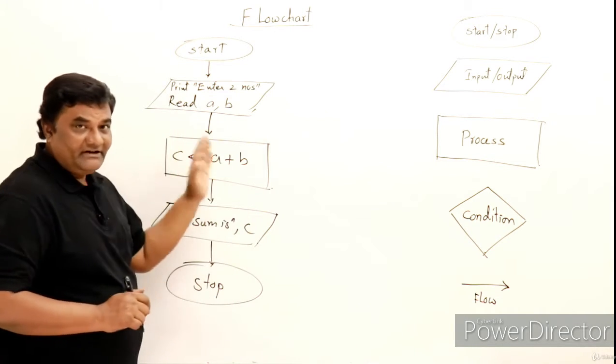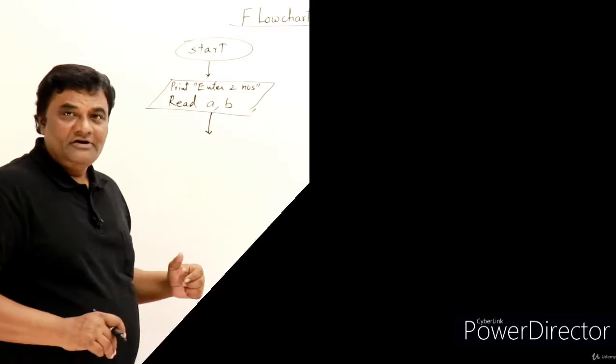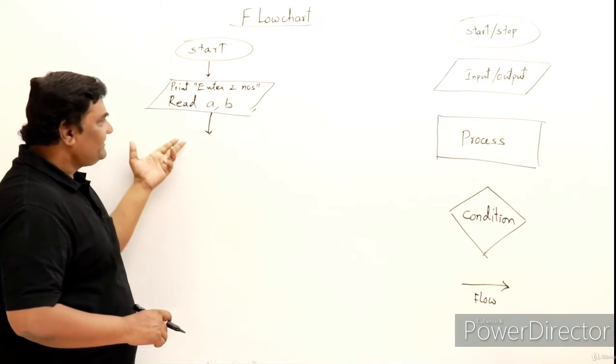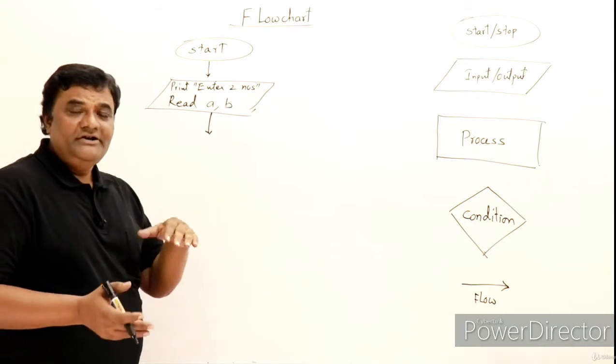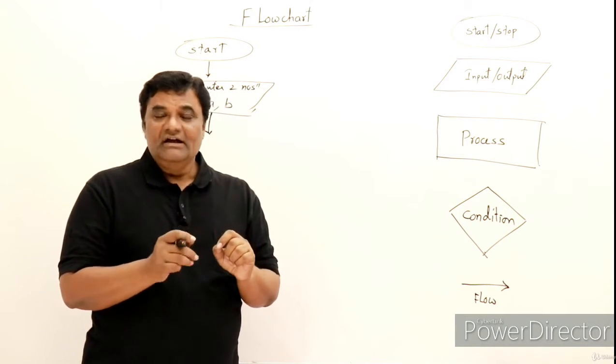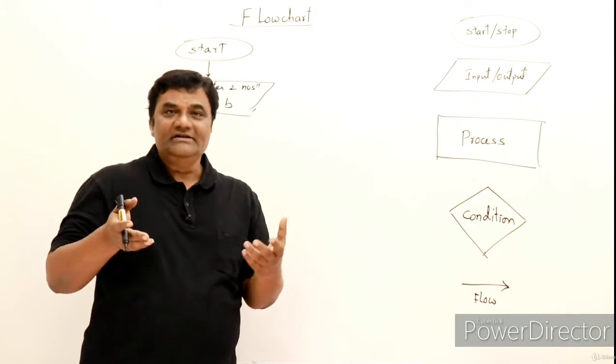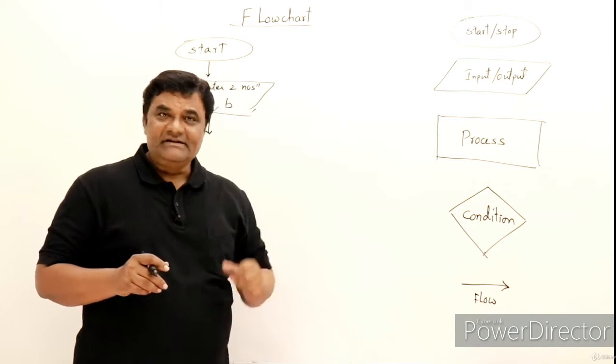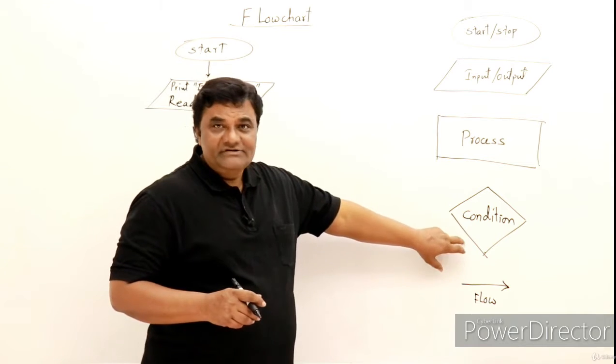So I'll remove this and modify this one. Here the flowchart starts and first it will take two numbers. Now we don't know which number is greater. So there we have to check with a condition that if A is greater than B, then A is greater. Otherwise B is greater. So for a condition we can use the symbol.